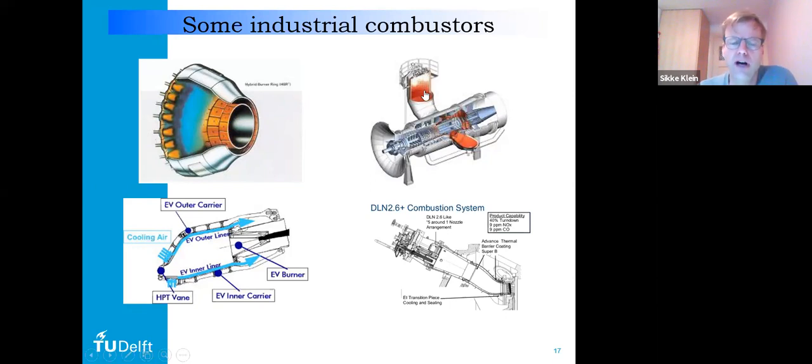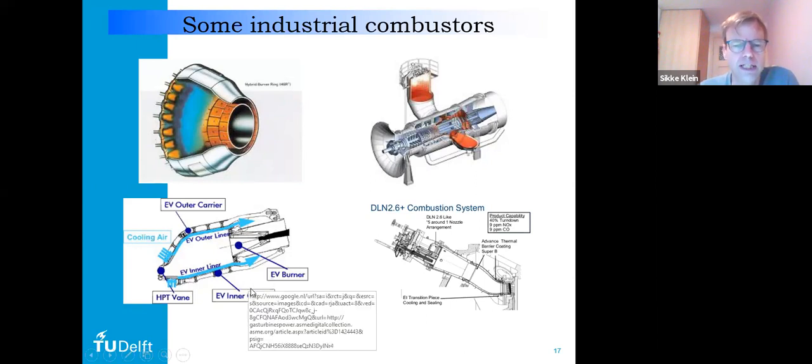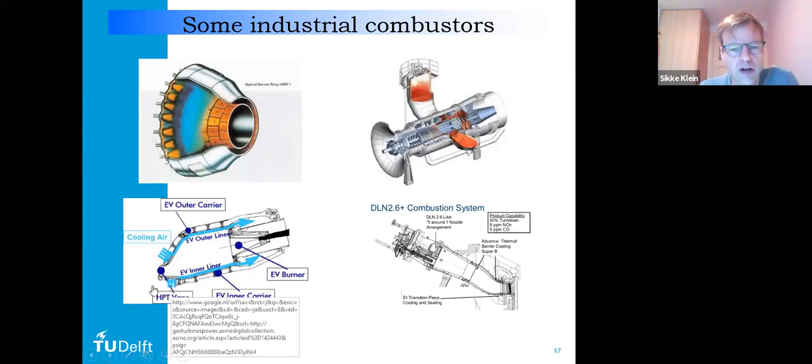The big disadvantage is that you have quite a complicated system here with the flow going around. This is the Siemens design. This is the Ansaldo GE design, former Alstom design, and you see it again here. The flow comes from the compressor, flows around the liner and makes the 180 degree turn, and here is the burner, and then it goes into the turbine again.